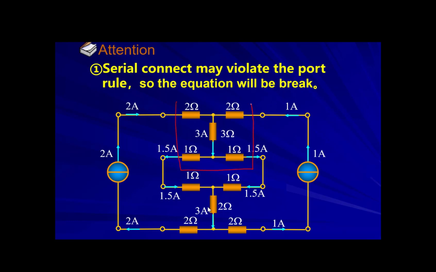Now we can find for this network, the 2 flows in, but 1.5 flows out. 1 flows in, 1.5 flows out. So they are not equal. In this case, it violates the port rules. So in this case, the total Z is not equal to Z1 plus Z2, because Z1, Z2 never exist anymore. Because it's not a two-port network. It's a common four-terminal network.